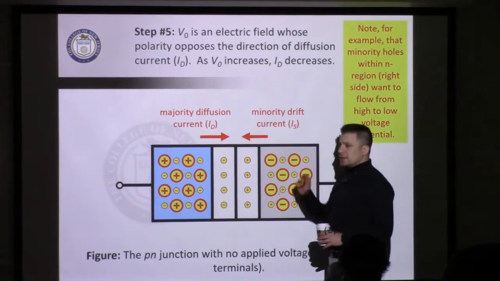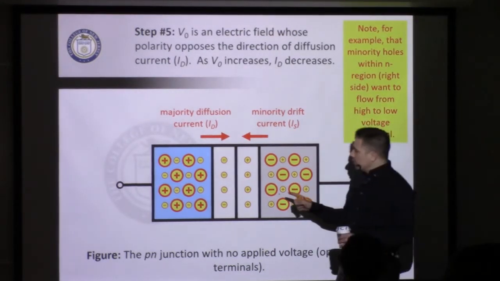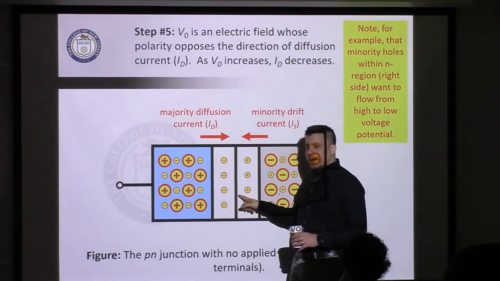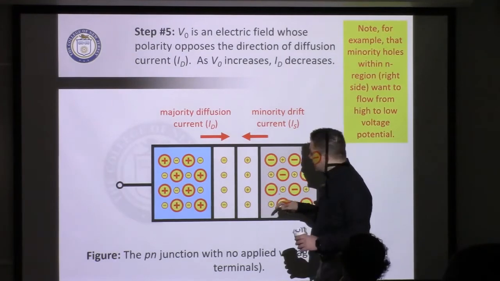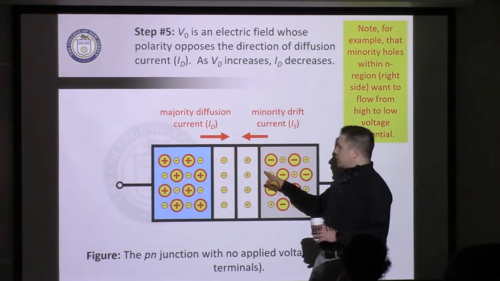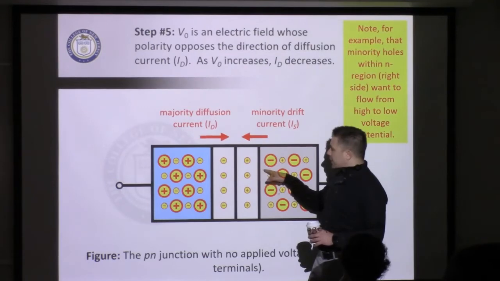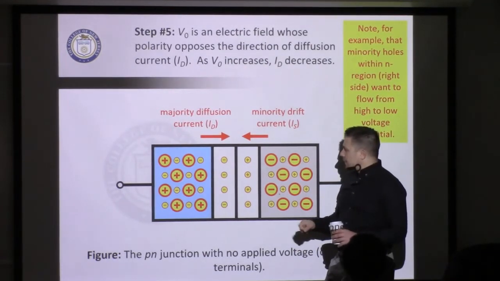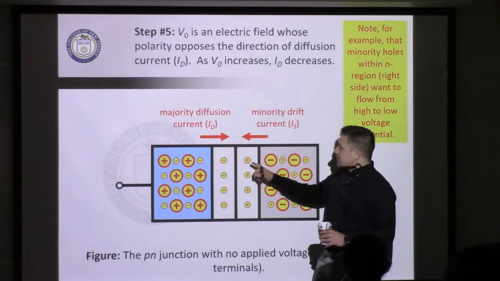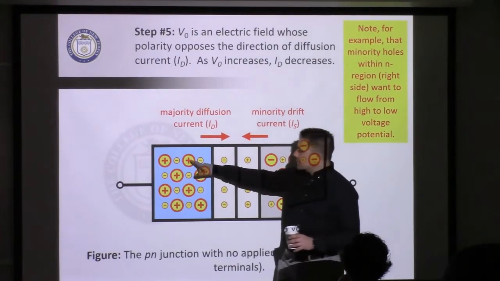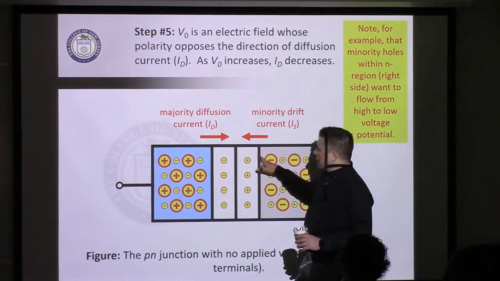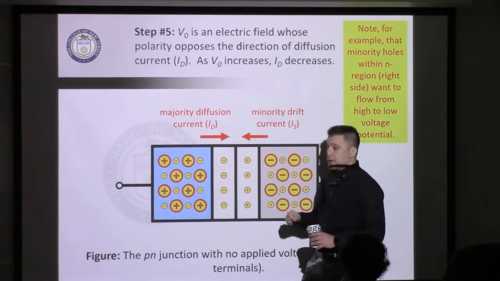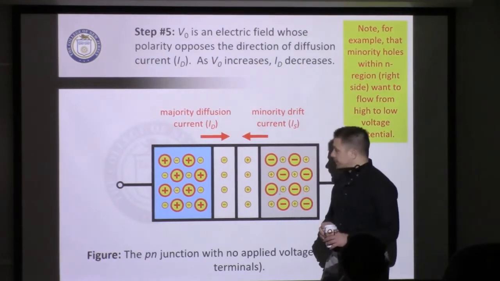So what is this describing? If you look here, you will see that the polarity of this voltage is such that it will sweep any minority charge carriers that are close to the edge across to the other side. This polarity opposes the diffusion, meaning it doesn't want to allow the positives to go here and the negatives to go here, but it reinforces the minority charge carriers because they have the opposite sign.